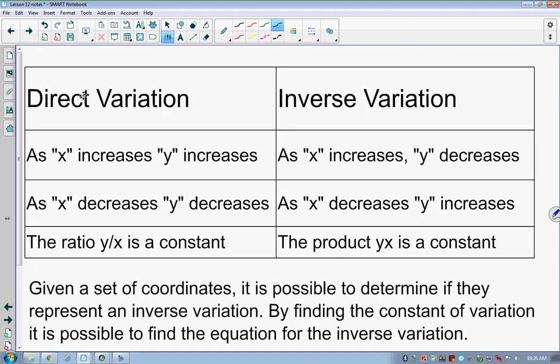Direct variation. When two things vary directly, as x goes up, so will y. In inverse variation, as x increases, y will decrease. Inverse variation: one goes up, the other goes down. I'm trying to think of things that as one thing goes up, the other goes down. I don't know.